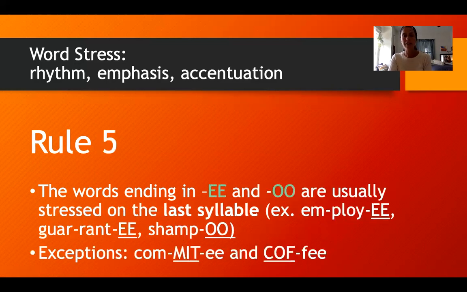Rule number 5 is words ending with E or O are usually stressed on the last syllable, right? So we actually stress it on that E sound or on that O sound. Employee, guarantee, shampoo. Now, I do want to kind of argue with this example, right? Because nobody says shampoo. We say shampoo. So this P could really be next to the OO. We're just using this as an example with the spelling and the emphasis. But we say shampoo. We don't say shampoo, right?